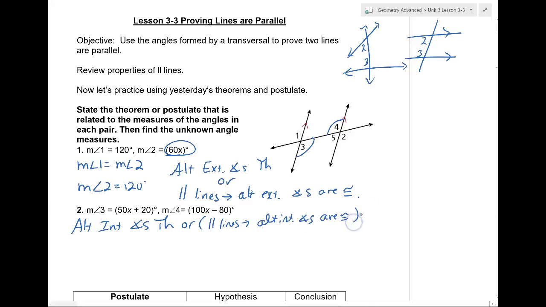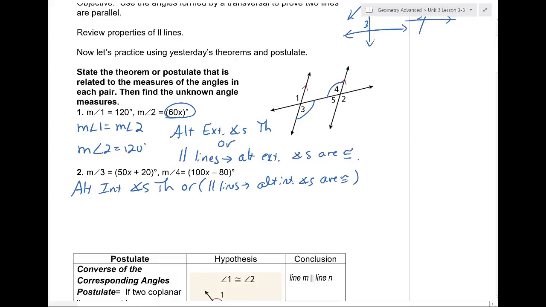But now I have to find my unknown angles. So that means I have to find the measure of angle 3 and the measure of angle 4. But if they're congruent to each other, what do I know about their measures? They're the same. So I can set them equal. So I can go 50x plus 20 is equal to 100x minus 80. So I'm going to end up moving the 80 over. So I get 50x plus 100. Oops, yeah, that's right. Make sure my math is right. Equals 100x. Subtract 50x from both sides. Guys, you get x is equal to 2?